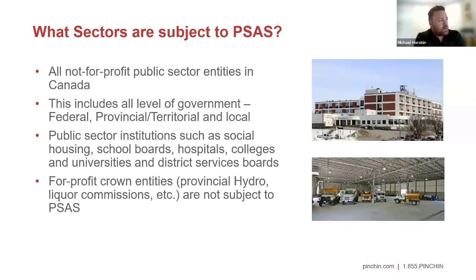The sectors that are subject to the PSAs are all not-for-profit public sector entities. This includes all levels of government: federal, provincial, territorial, local, municipal. It also includes public sector institutions such as social housing, school boards, hospitals, colleges, universities, and district service boards. For-profit Crown entities such as hydro and liquor commissions are not subject to PSAs.